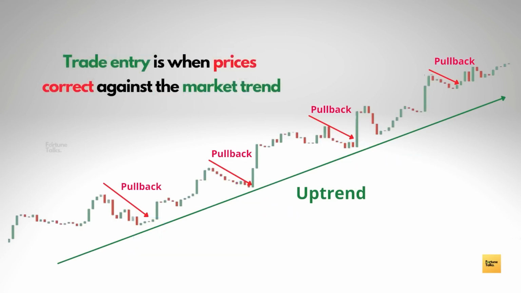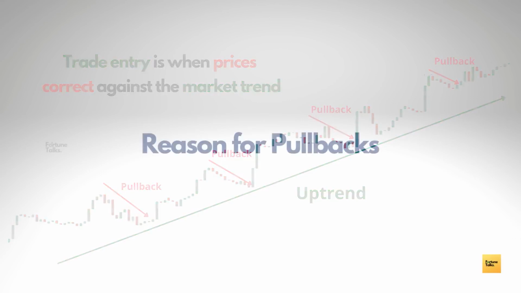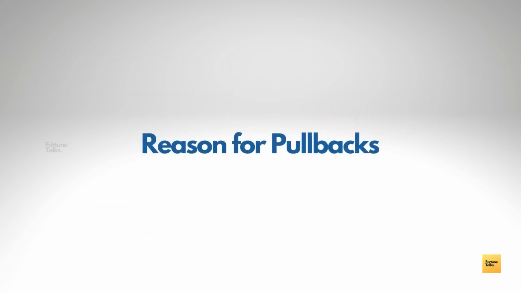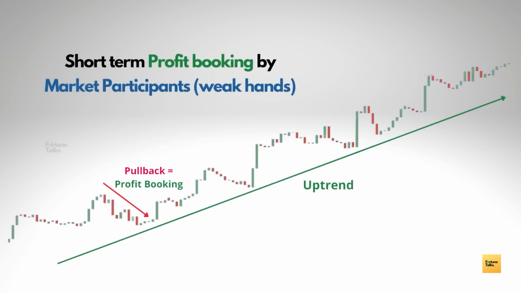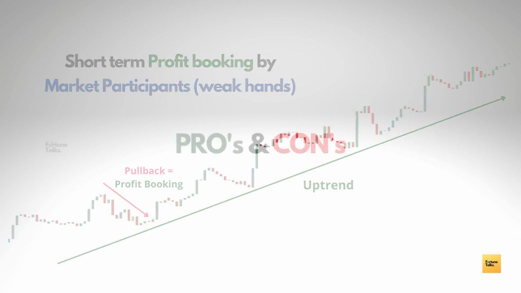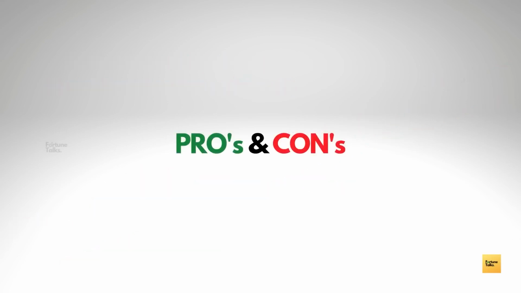As a pullback trader, you are trying to take a trade in the direction of the trend, but you look to enter when the market is going against the trend on the retracement or corrective move, while you are still trading in the direction of the trend. And the reason for pullbacks in prices is simple. It is due to short-term profit booking by some traders, which causes the prices to dip lower. Now let us move on to understanding the pros and cons of pullback trading.